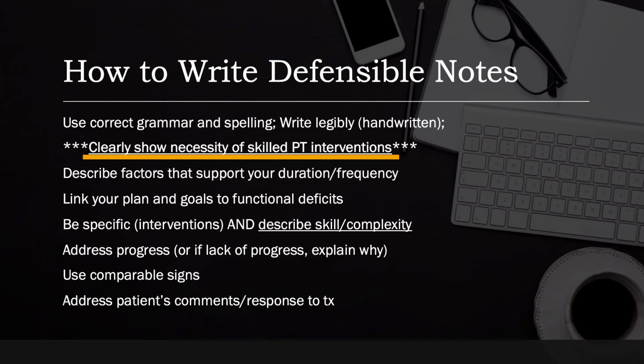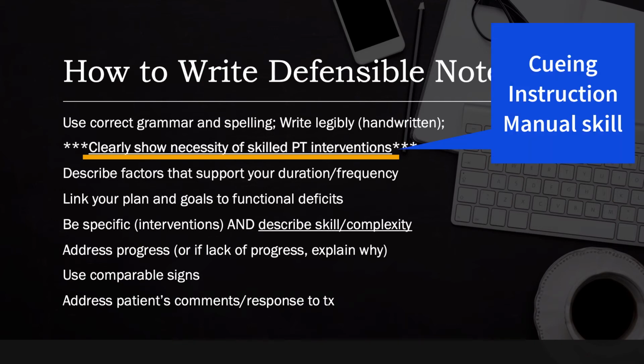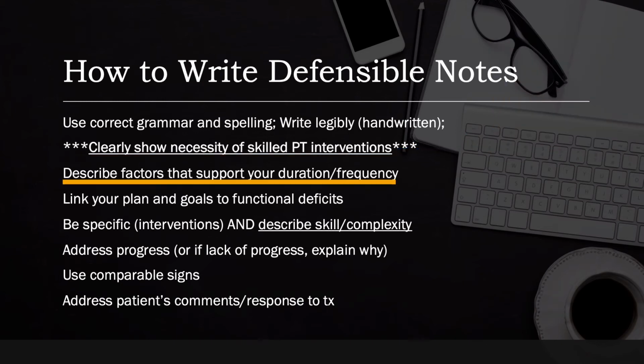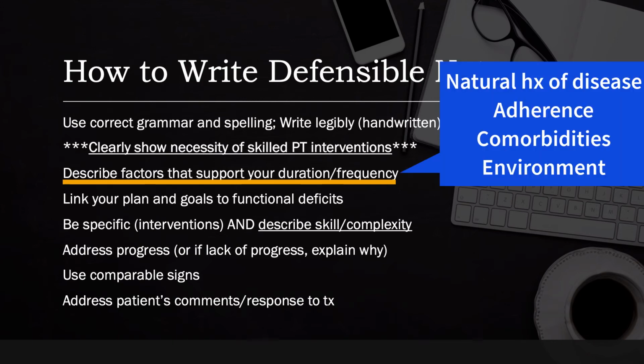Make sure that you get that in your documentation, whether it's cueing, an instruction, or other things that you're doing that no one else could do. Next, what factors could support your duration and frequency? So this, we're looking at the natural history of the disease, the patient's adherence to their home exercise program, comorbidities or other environmental issues that could be playing into the prognosis.